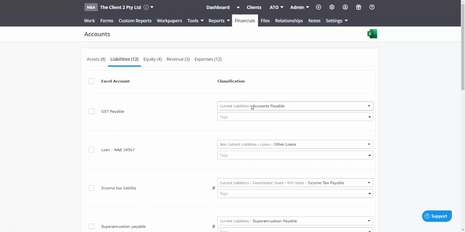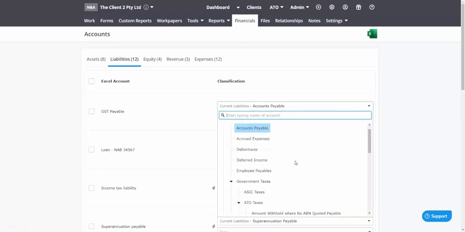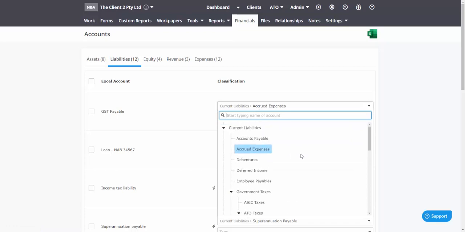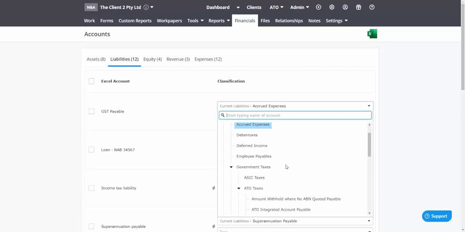So accounts payable, that's probably your most common. That's all of the suppliers that supply your business with goods and services. Accrued expenses, typically accrued expenses are where you haven't received the invoice from the supplier, but you know you've got a liability at the end of a given time frame. So you just make an accrual. Deferred income, you've collected the income from the customer, but you've collected it in advance. So that's really income in advance.